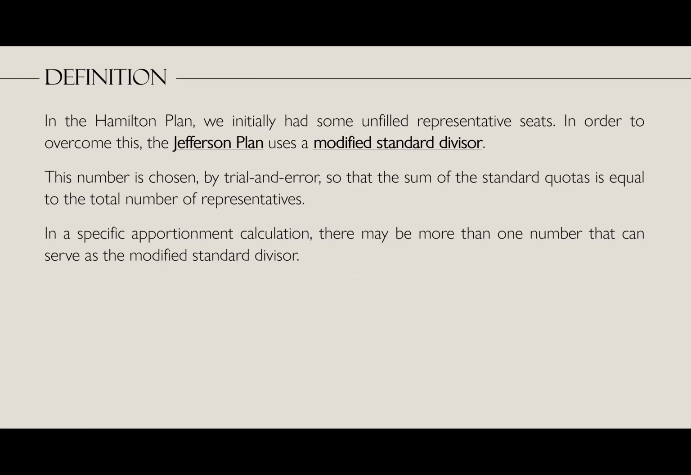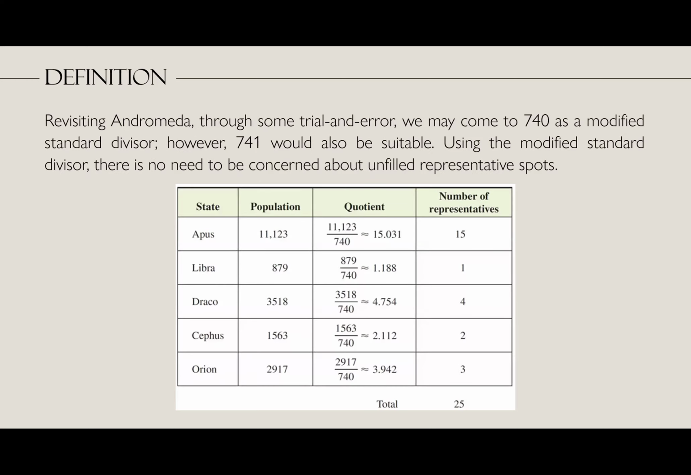So if I go back to my fictional country Andromeda, I could do some trial and error, play around with a lot of divisors, and let's say I end up with 740. In this table, if I divide by 740, then as it turns out, my number of representatives do add up to 25.